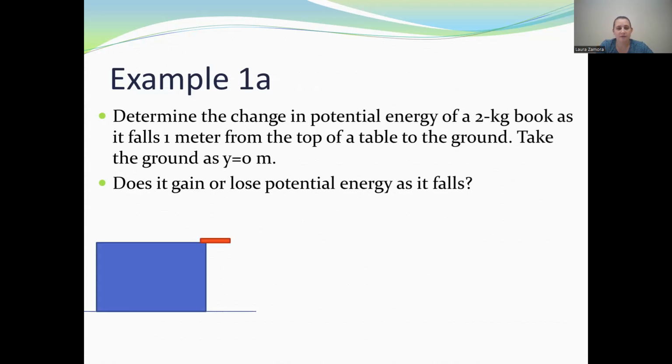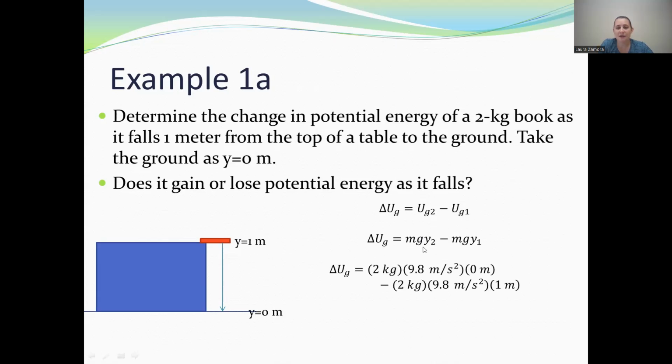So here's our picture, right? We have a book sitting on the edge of the table. It's going to be falling down to the ground. The ground is our reference point of 0 meters, which means that if it's falling a distance of 1 meter, it's at an initial height of 1 meter. So the change in potential energy is the final potential energy minus the initial potential energy. We are going to calculate it using mgy, just because we have our positions labeled as y equals something.